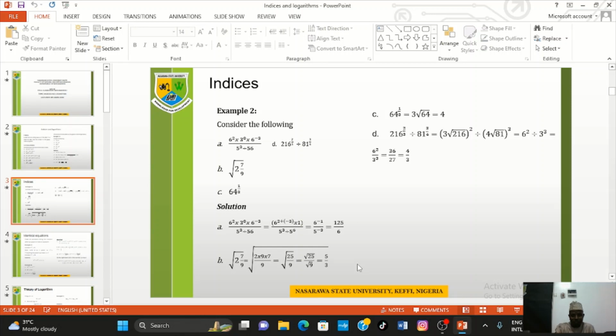Then when we go further, we still have some examples that are different in nature compared to the ones we have done. Let's take for instance, consider the following. Given A, which is 6 raised to the power of 2 times 3 raised to the power of 0 times 6 raised to the power of minus 3, all divided by 5 raised to the power of 3, divided by 5 raised to the power of 6.